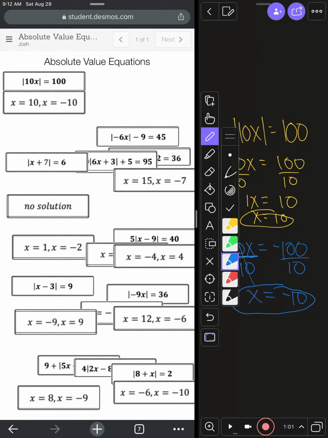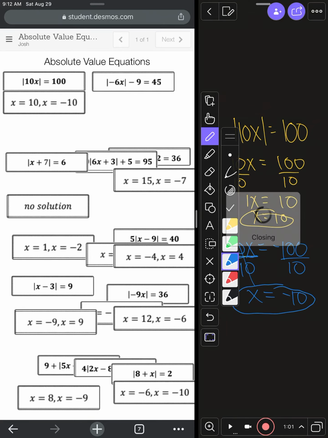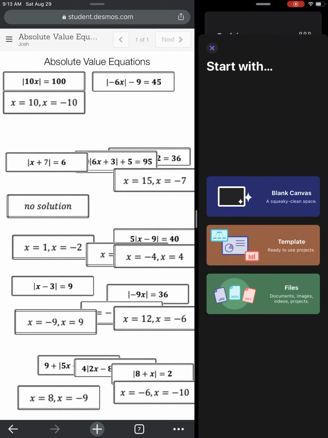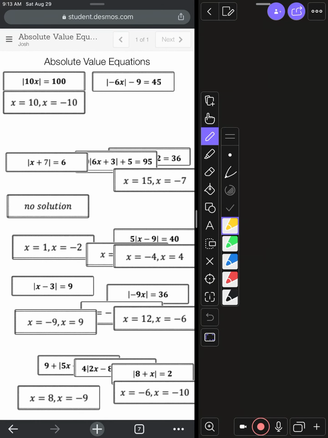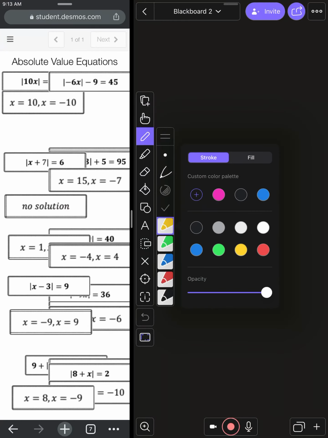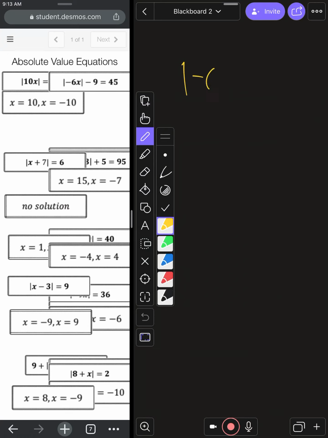Okay, so let's go ahead and solve another one. It doesn't matter which one you do. I'll do this one next. Absolute value of negative 6x minus 9 equals 45. So let me clear this out real quick. Okay, so I have absolute value of negative 6x minus 9 equals 45.